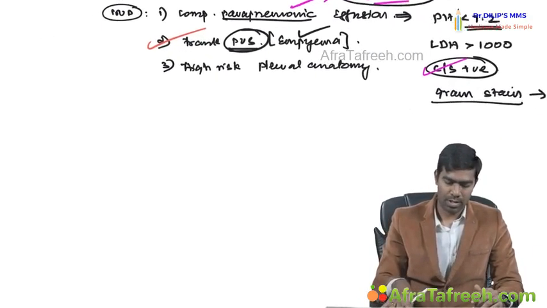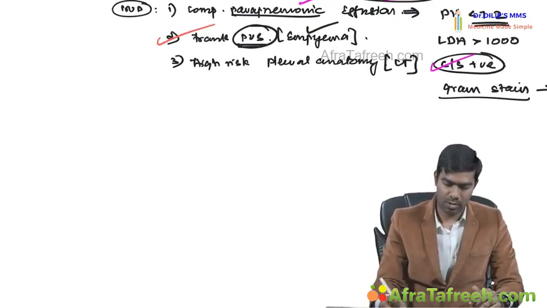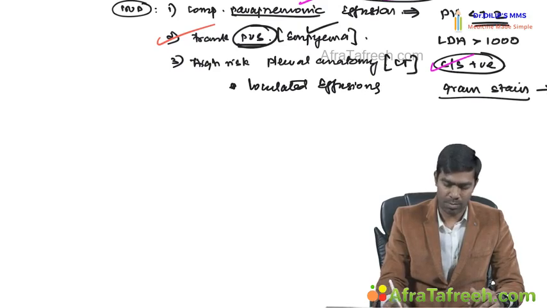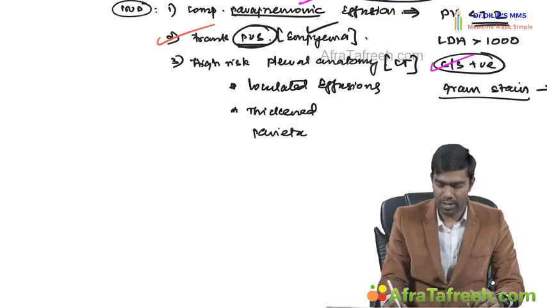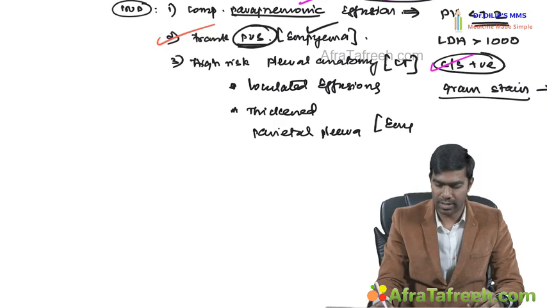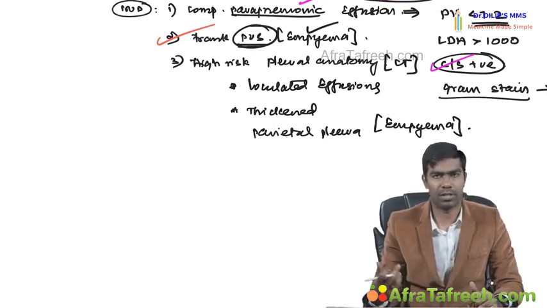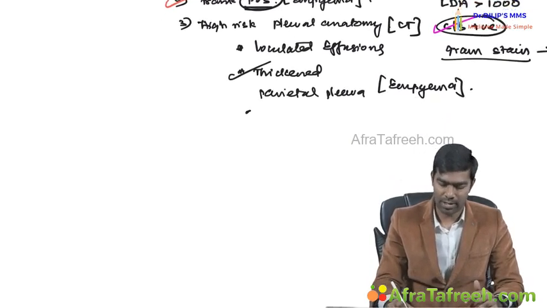It definitely is. High risk pleural anatomy is CT scan. So what are high risk pleural anatomy? If you have loculated effusions, it's definitely a high risk pleural anatomy for future empyema. And if you have a thickened parietal pleura, even if you don't get a frank pus, this thickening of the parietal pleura usually indicates an empyema. And this results in something called a split pleura sign, which you'll see in a subsequent section when we are discussing empyema. But this thickened parietal pleura is again a very important high risk anatomy.